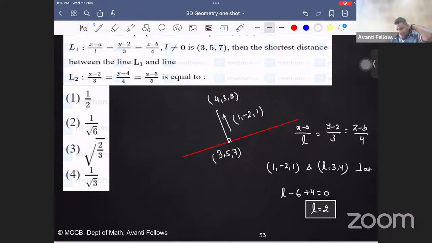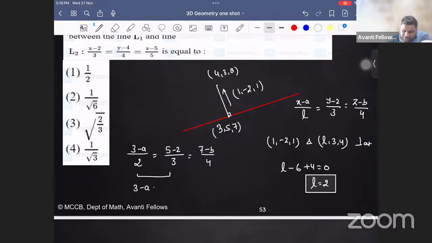Now (3, 5, 7) is lying on this line. That means (3 minus a) by 2 is (5 minus 2) by 3 is (7 minus b) upon 4. Got it? Now if I consider the first two, what do I get? 3 minus A equals 2. So A came 1. Another thing is 7 minus B equals 4 if I consider the first and third. So value of B is 3.